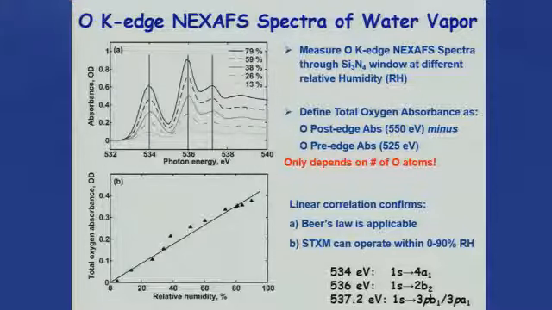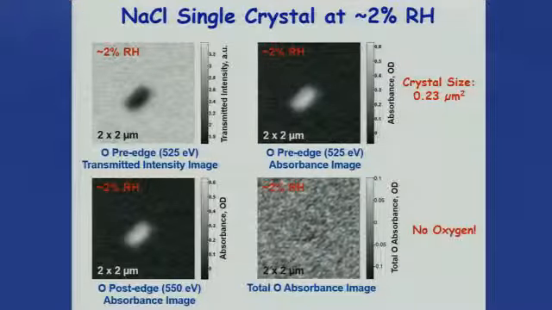We can quantify total oxygen absorbance. Again, the signal is directly proportional to the concentration of oxygen atoms as a function of relative humidity. So we have a very nice linear correlation. And so then we look at the particles, first of sodium chloride at the low relative humidity where they're dry. So we can look at the oxygen pre-edge, post-edge. We can take the difference, and there is no oxygen present, there is no water present.